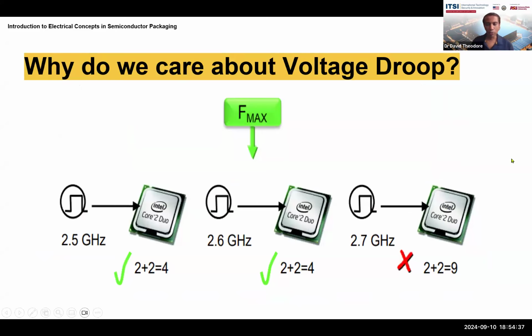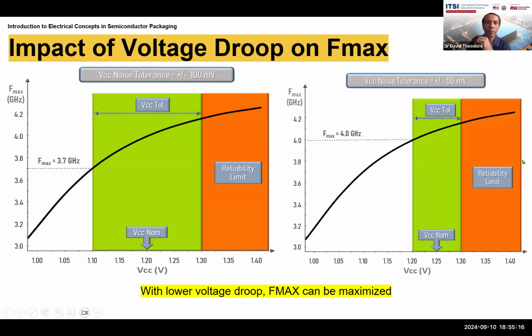So why do we care about voltage droop? For the same reason we mentioned previously. At 2.5 gigahertz, the chip works fine. It increases to 2.6 gigahertz, which is the maximum frequency that you can operate this chip at, and it still works. Push it to 2.7 gigahertz, and all of a sudden the signals run into each other. The zeros and the ones start running into each other, and you end up with incorrect calculations. So what you do is you try to find a plateau and say, okay, the maximum frequency that you're allowed to operate this chip at is, in this case, 2.6 gigahertz.